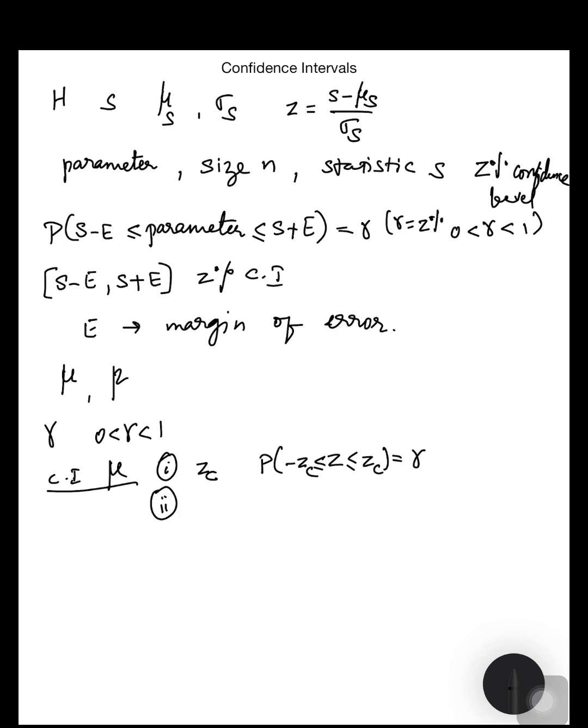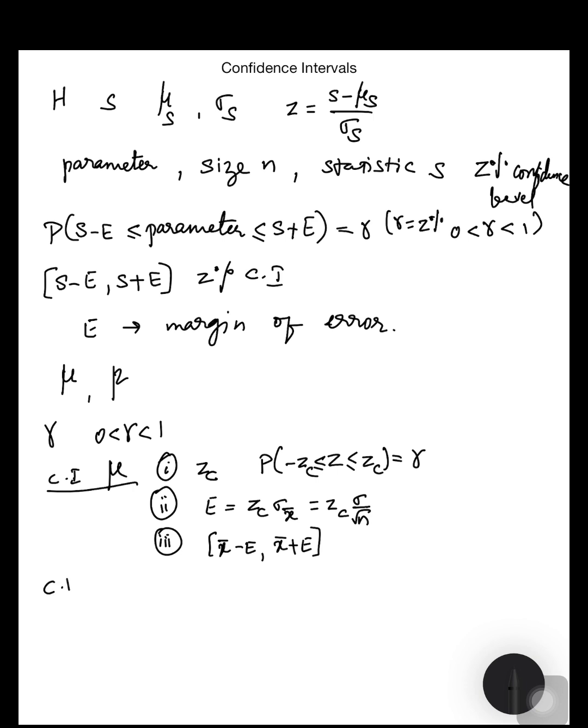Next, we estimate the margin of error, given as E equals ZC times sigma x bar, where sigma x bar is the standard deviation of the sampling distribution of the means, which is in turn given by sigma divided by root n. So E equals ZC into sigma divided by root n. Next, we find the confidence interval for mu as x bar minus E, x bar plus E, where x bar is the sample mean.